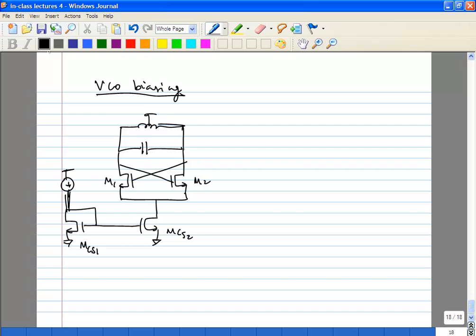So the simplest way to do it is use a current mirror. Let's try to draw the equivalent circuit of the VCO as seen by the current mirror. What does it look like? You have M1 and M2 switching back and forth at the rate of omega naught. So what does that look like to you?